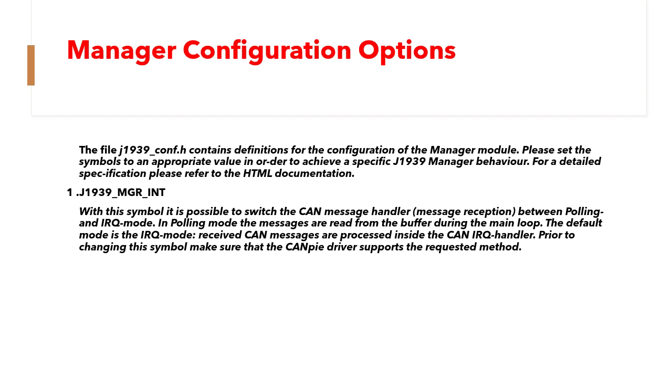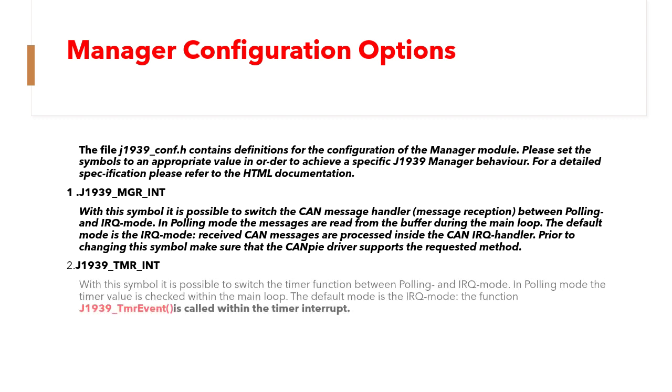Then J1939_TMR_init is another symbol. With this symbol, it is possible to switch the timer function between polling and IRQ mode. In polling mode, the timer value is checked within the main loop. The default mode is IRQ mode. Here also the default mode is IRQ mode. The function TMR event, given in red here, is called within the timer interrupt.